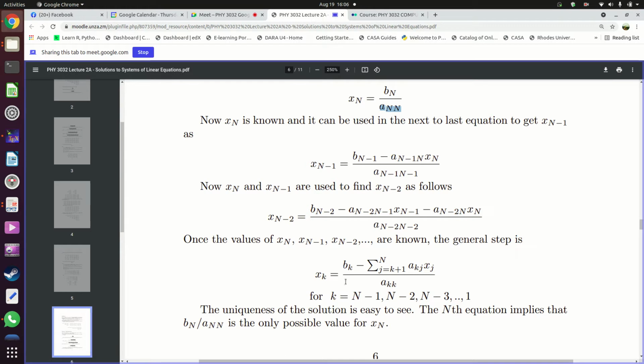So our k's, our row numbers, will start from n minus 1, because for row number n, we have already found what x_n is. It's here. So the next thing we're finding is for n minus 1. After we find n minus 1, we're going to find for n minus 2. After that, n minus 3, then n minus 4, n minus 5, until we end up with 1. So we are going to be going backwards. Are we clear? Yes, sir.